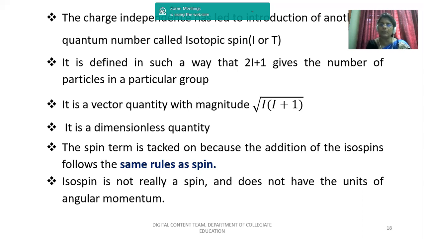The spin term is tagged on to it because the addition of the isospins follows the same rules as spin. So whatever rules of addition we have adopted in finding the total spin, the same rules of addition we are applying for isospins also. So that's why the isospin, even though it is not really a spin, carries the tag of the spin term along with it, and it does not have any units of angular momentum because it is not really representing a spin.